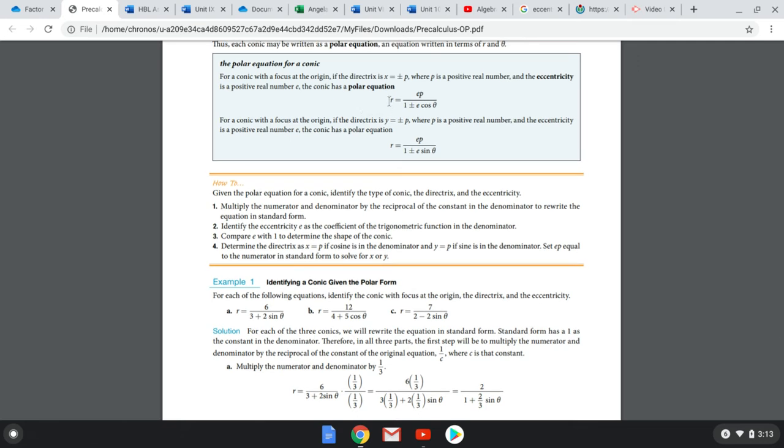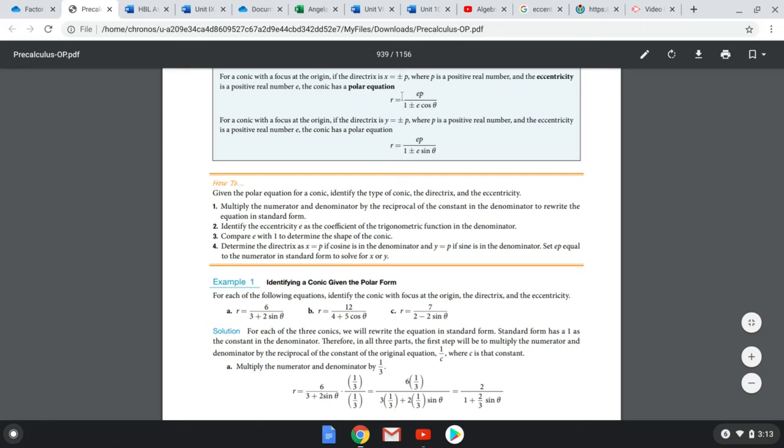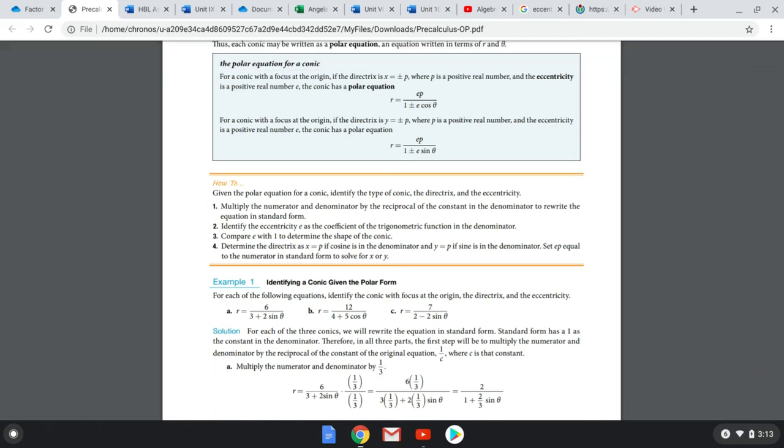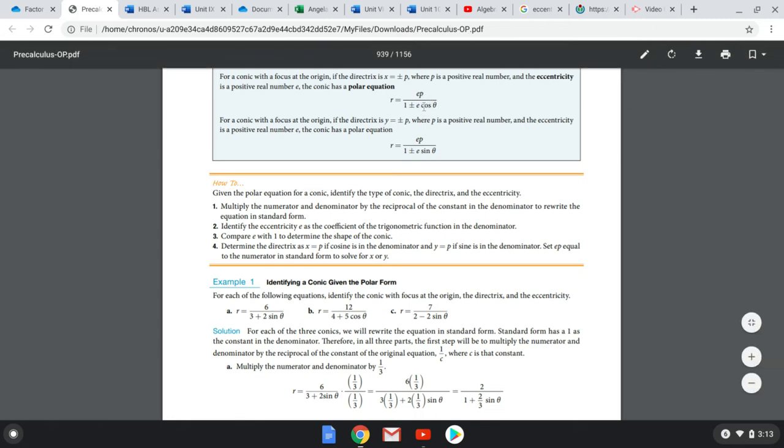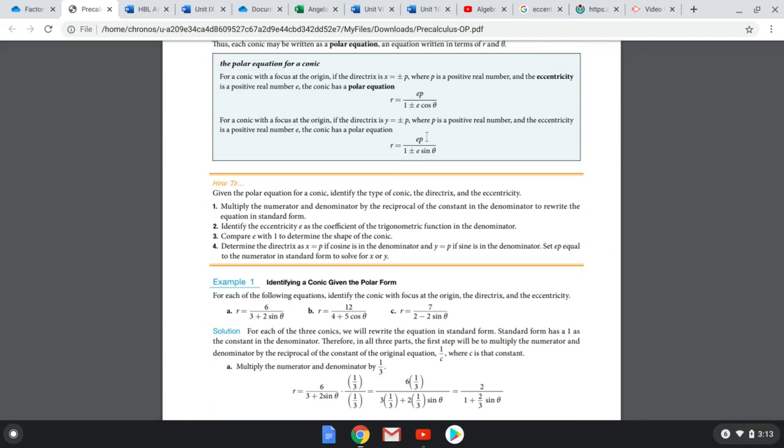so if the directrix, whatever that may be, is vertical, then you're going to have cosine in the equation. Another way to think of that is if the parabola opens up left and right, then it's going to have cosine. If it opens up and down, it's going to have sine. It's the same with a hyperbola, right? If it opens right and left, it's going to be cosine. If it opens up and down, it's going to be sine. Same with an ellipse. If it's longer in the x direction, that's going to be cosine. If it's longer in the y direction, that's going to be sine.